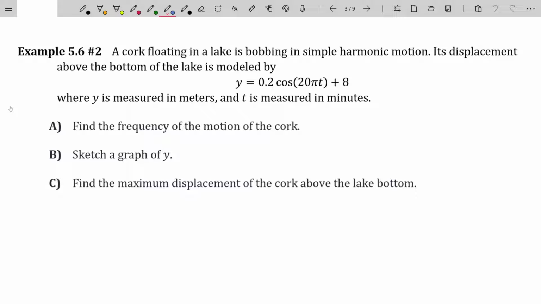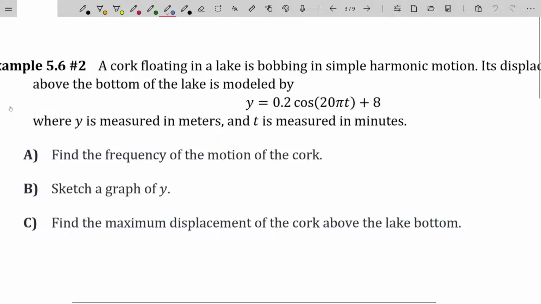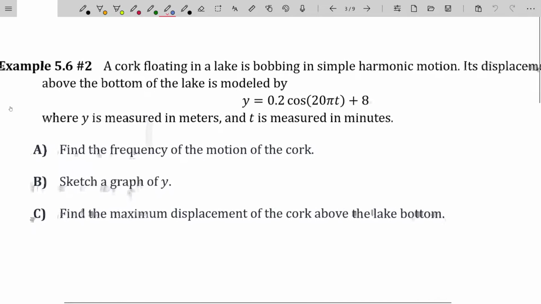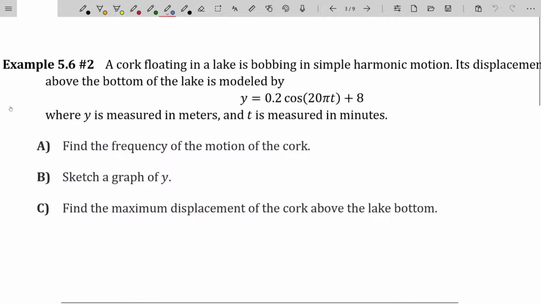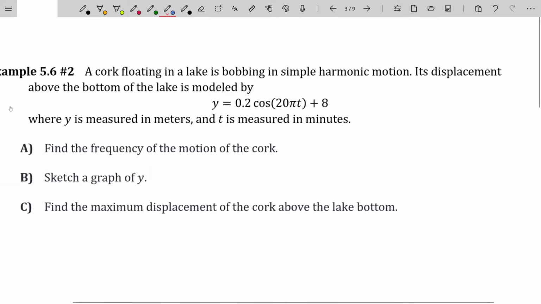A cork floating in a lake is bobbing in simple harmonic motion. Its displacement above the bottom of the lake is modeled by this given function, where y is measured in meters and t is measured in minutes. So you have some cork that's rising and falling and rising and falling. By the way, that is not how a cosine function or a sine function looks, but anyhow, that kind of gives you the idea of it.